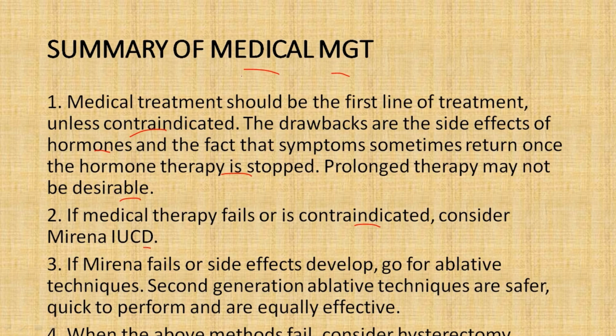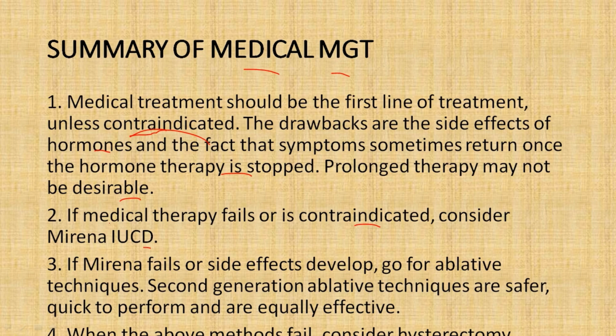So let's look at the summary of medical management. Medical treatment should be the first line of treatment unless contraindicated. The drawbacks are the side effects of the hormones and the fact that symptoms sometimes return once the hormone therapy is stopped. Prolonged therapy may not be desirable.